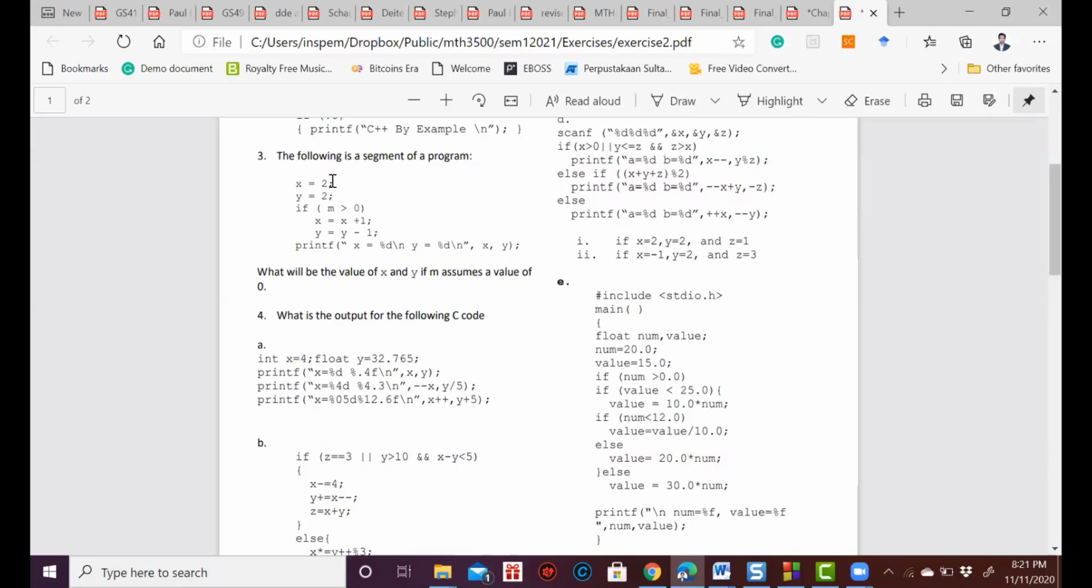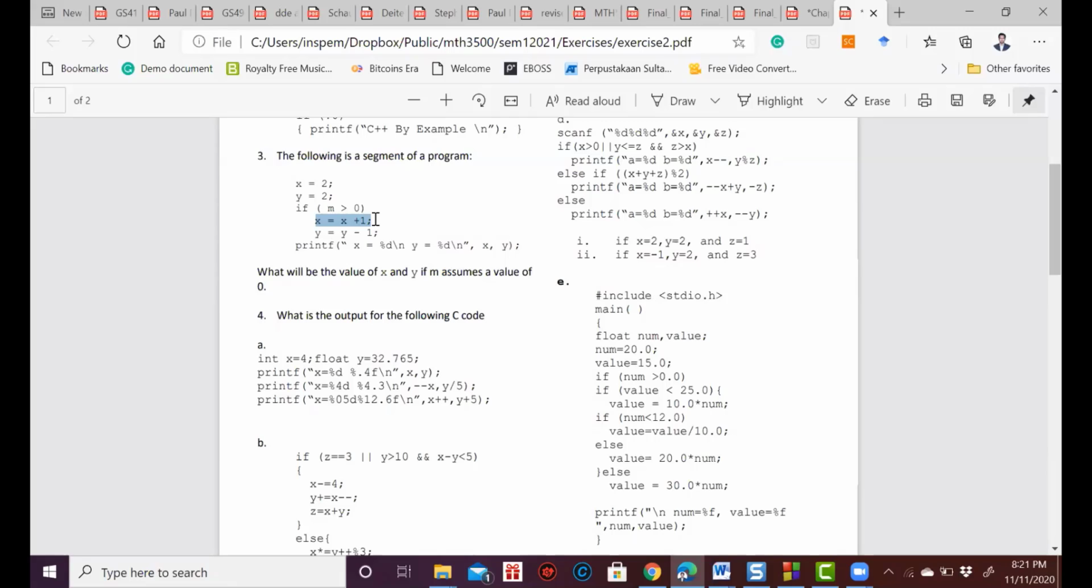But the condition is for the if, not for m, not for x and y. The value of m is here. If m is 0, we just replace m with 0 here. So if m equals 0, then 0 greater than 0, what is the result? The result is false. So if it is false, we skip x and y, as you said. Since this one is false, we go straight to y equals y minus 1. So this one we skip. We don't need to execute this one.